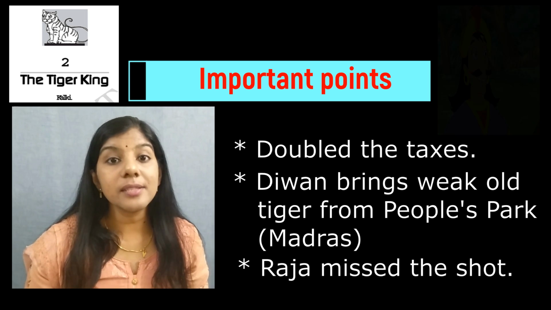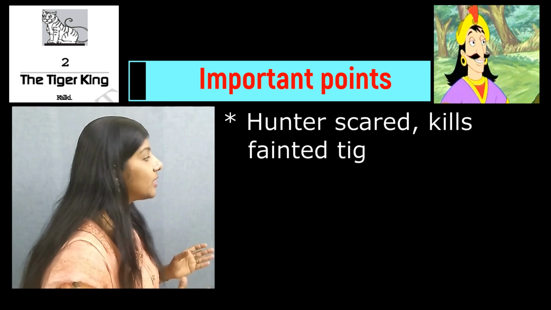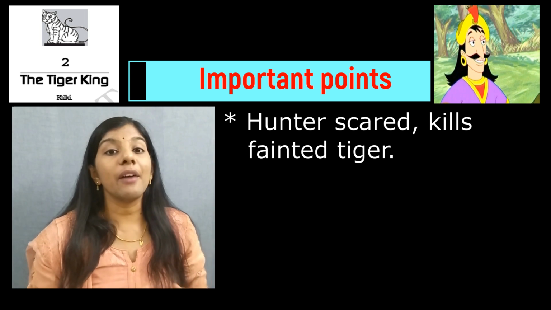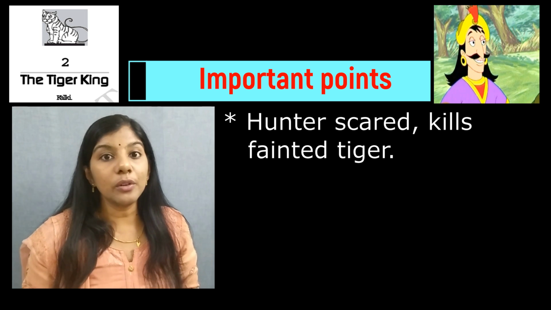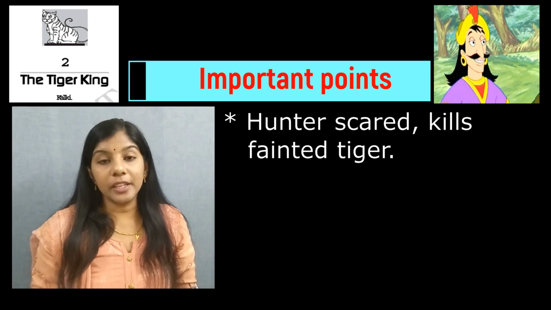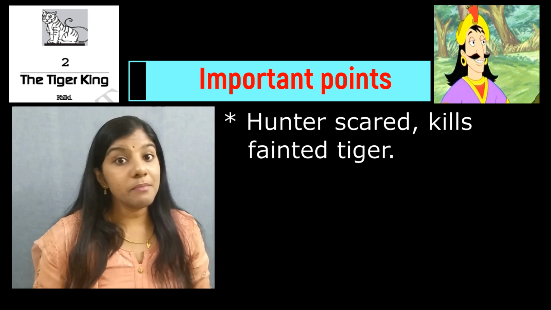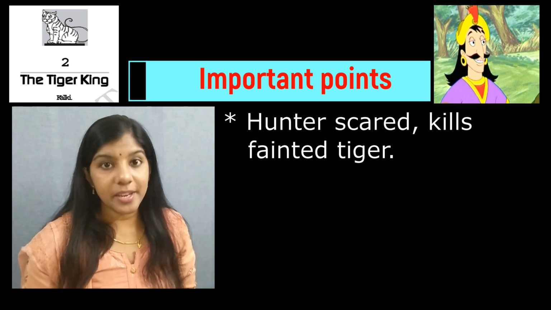But the hunters around noticed that the tiger was not killed. It had actually fainted. The bullet was missed. Hunters got very frightened at the thought that if Maharaja got to know that he had missed the bullet, Maharaja would be very angry.